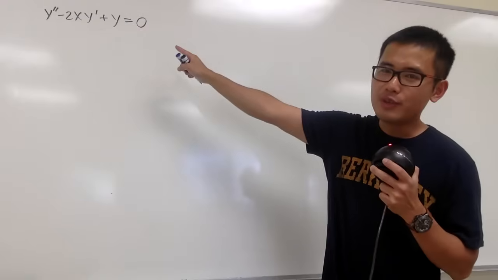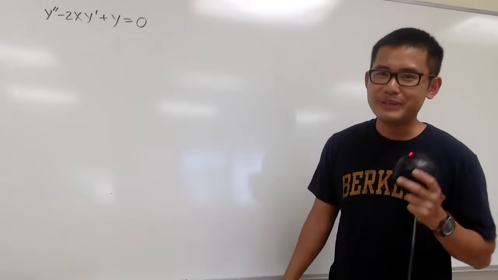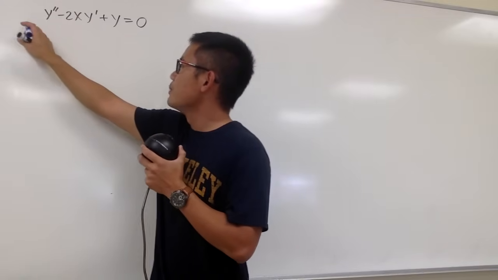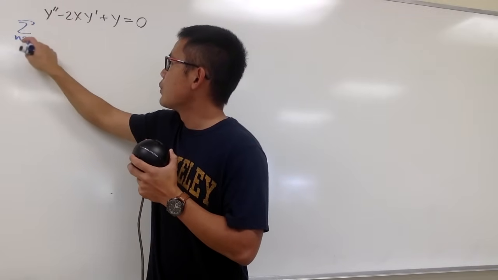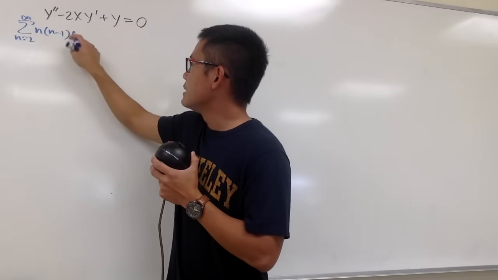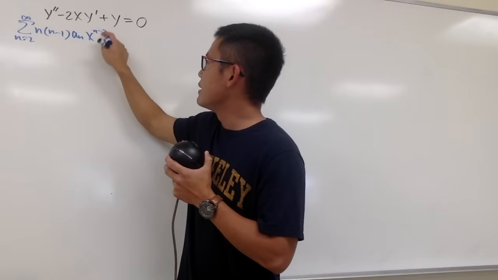Okay, we'll be solving this differential equation with power series. And now let's get to work. Right here for the second derivative, this is going to be the series where n starts with 2 to infinity, n times (n minus 1) times an times x to the n minus 2 power.